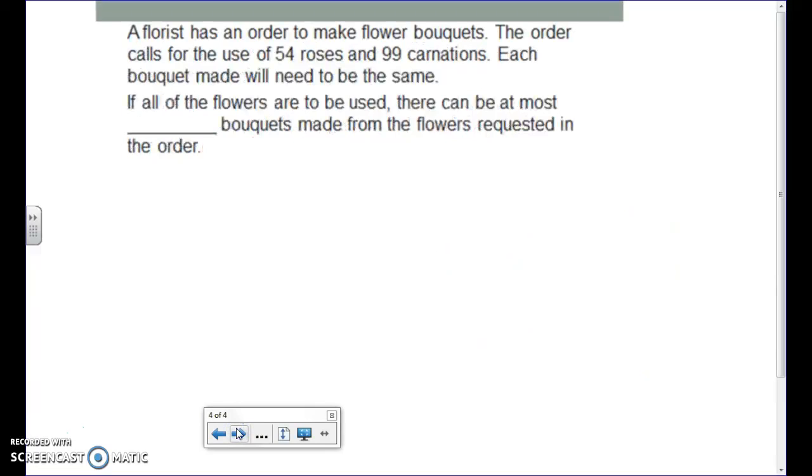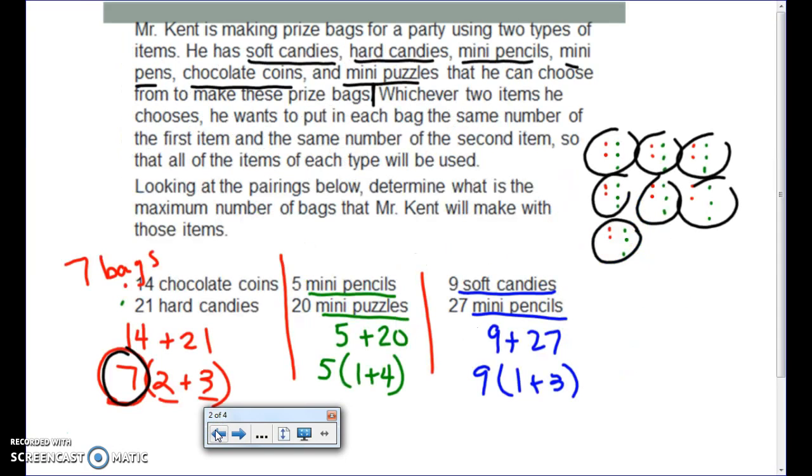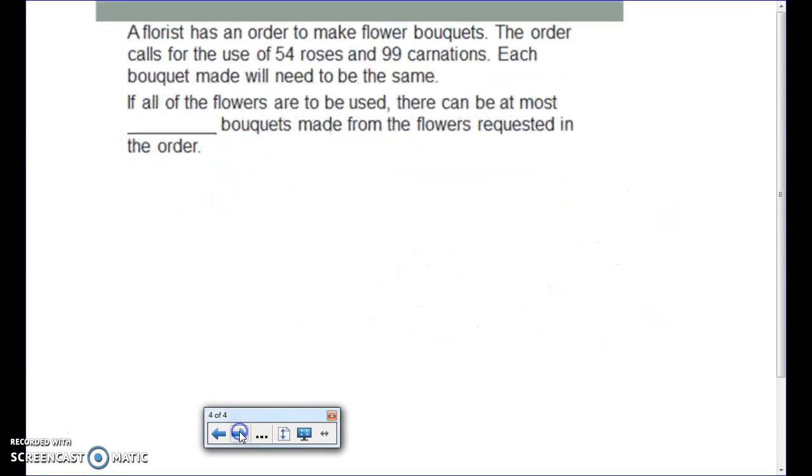And finally, our last problem says a florist has an order to make flower bouquets. The order calls for the use of 54 roses and 99 carnations. Each bouquet must be the same. If all of our flowers are to be used, there can be at most blank bouquets made from the flowers requested in the order. So this problem is very similar to the first example that we did, where we have to use all of the materials, but we don't have any left over. We don't have any waste.